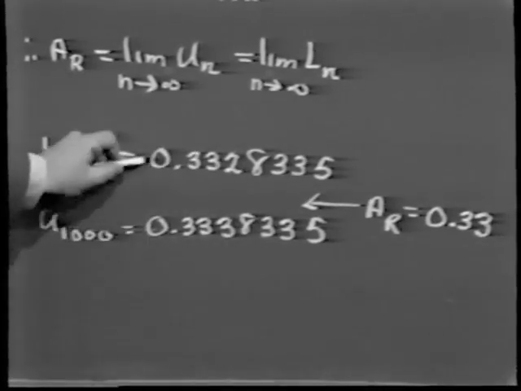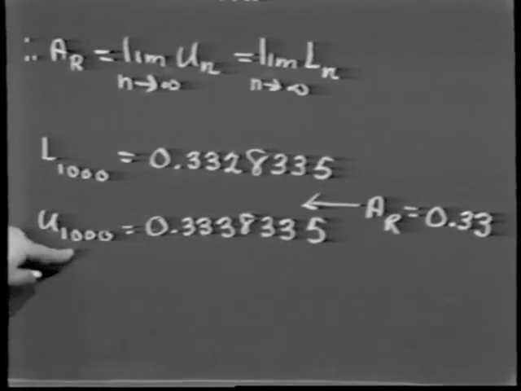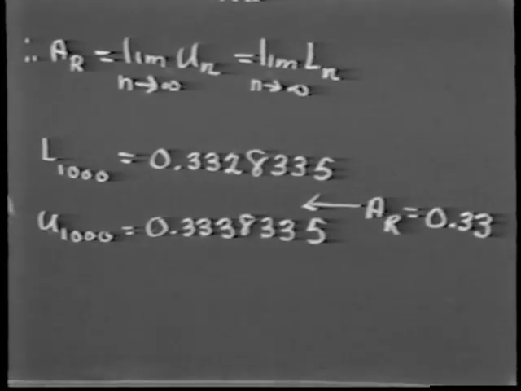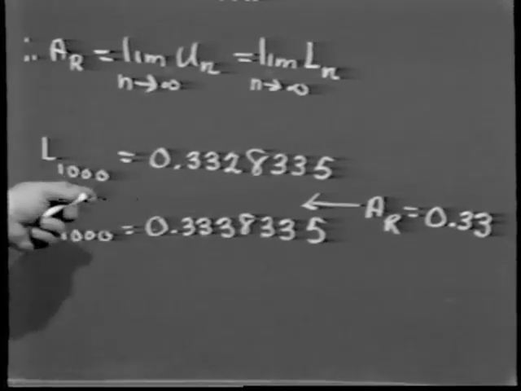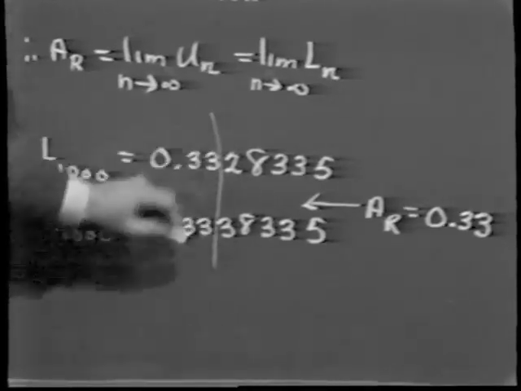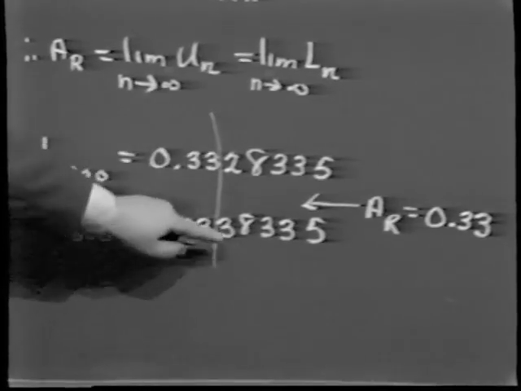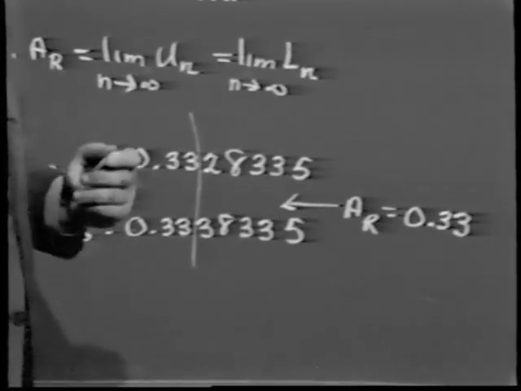And by the way, notice how this is borne out. Notice that the difference between these two is precisely 1/1000th, and that is 1 over n, with n equal to 1,000. But that's not the important point here. The important point is that just looking at this decimal expansion, if I didn't know anything else, I know that A sub r is caught between these two. Consequently, to 2 decimal places, I can be sure that A sub r is 0.33.